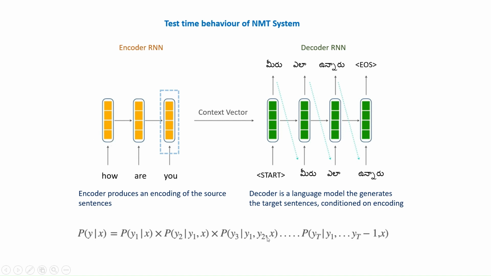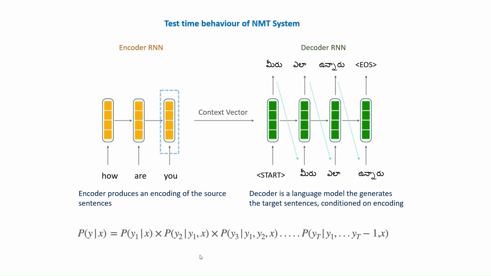Here y1 is the first predicted word given the input context vector, and y2 is the next word to be predicted given the previous predicted word from the target sentence, y1, along with the context vector of the input, times the probability of the next word to be predicted given the previous two predicted words y1 and y2 along with the context vector, and so on. So basically this is the probability of the next target word given the target words predicted so far and the context vector of the input sequence.